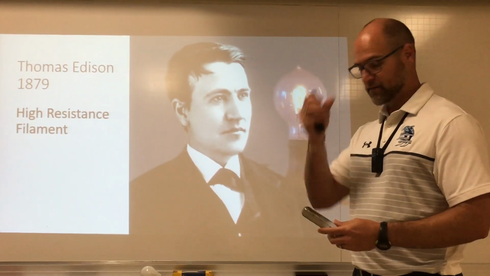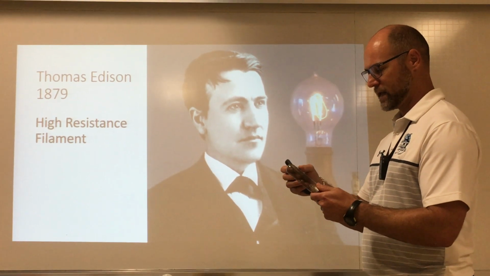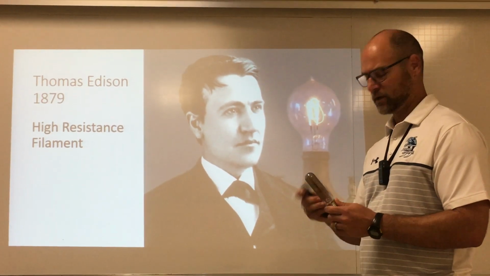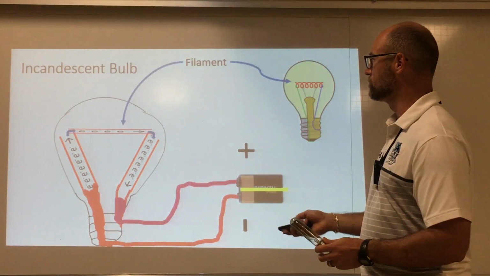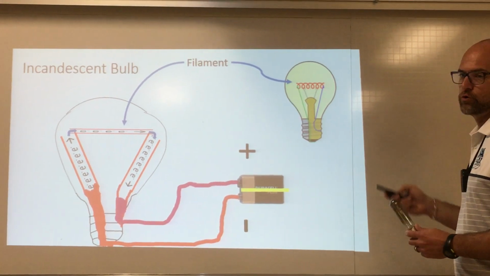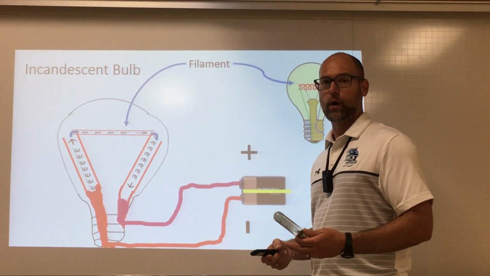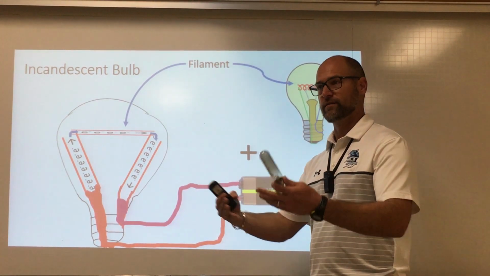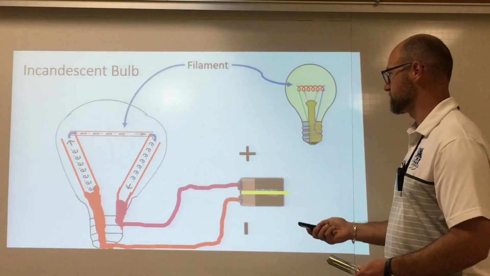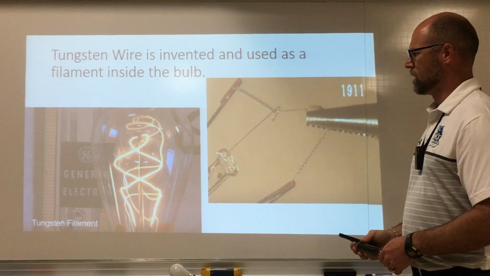And then Thomas Edison, in 1879, came up with this idea of creating high resistance filaments inside the bulbs, filaments that are able to withstand very high temperatures without burning up, and that would offer quite a bit of resistance, so they could offer quite a bit of light in the form of incandescence.